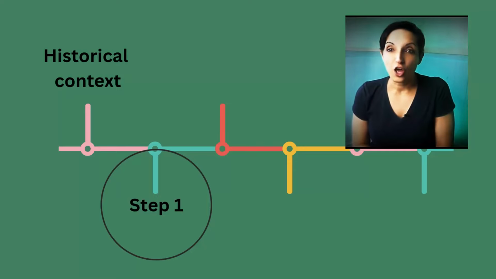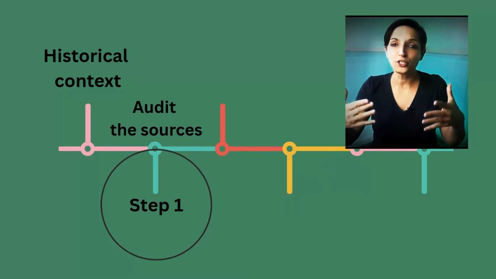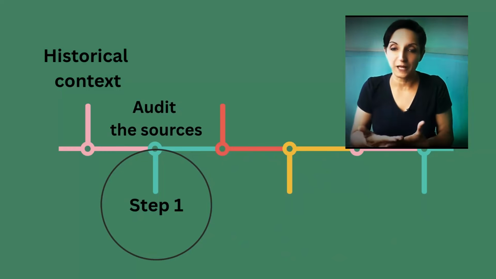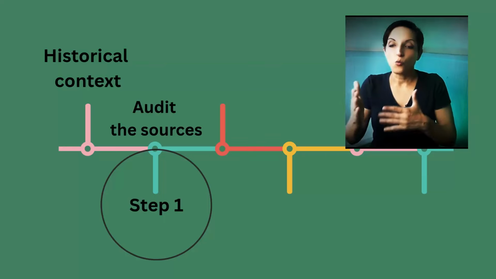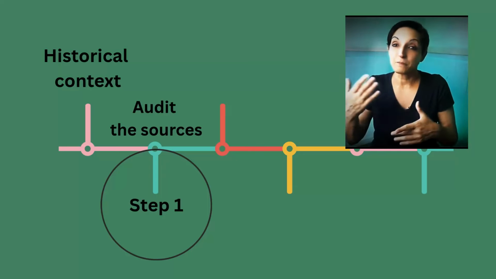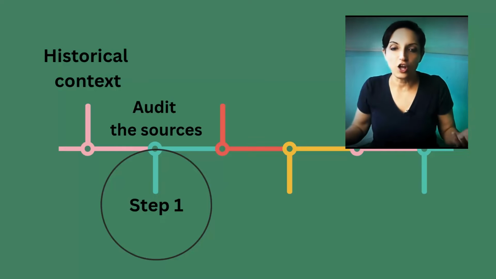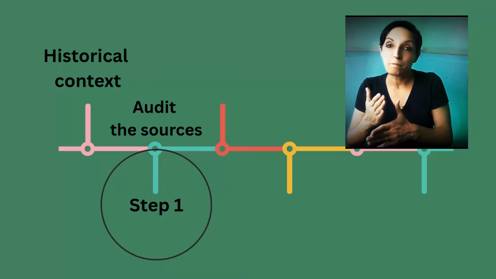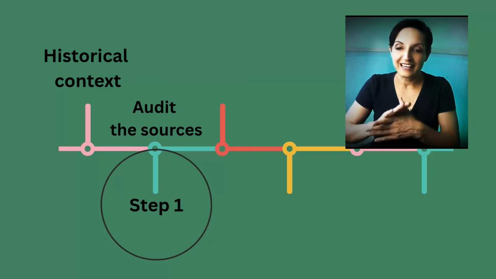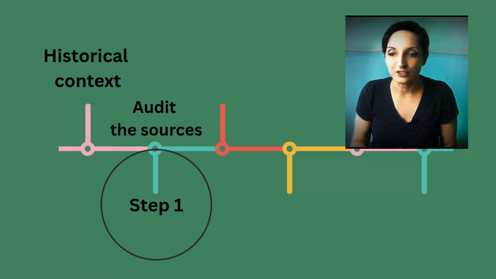First of all, we should audit the sources. Before you interpret a piece by Chopin, you need to know what you are holding in your hands. Which edition are you using? Was the piece published during Chopin's lifetime? If not, what you're seeing might not reflect his final intentions or any intentions at all.